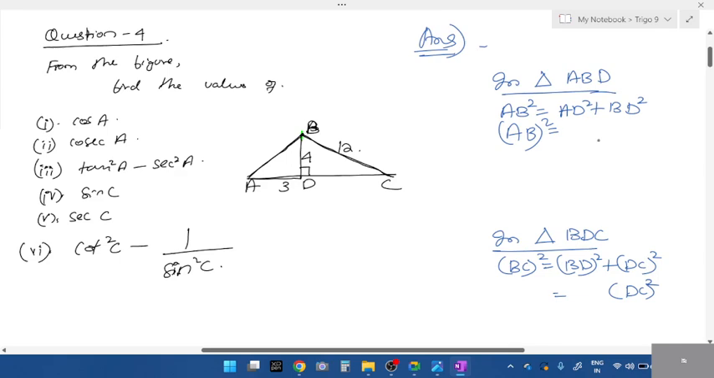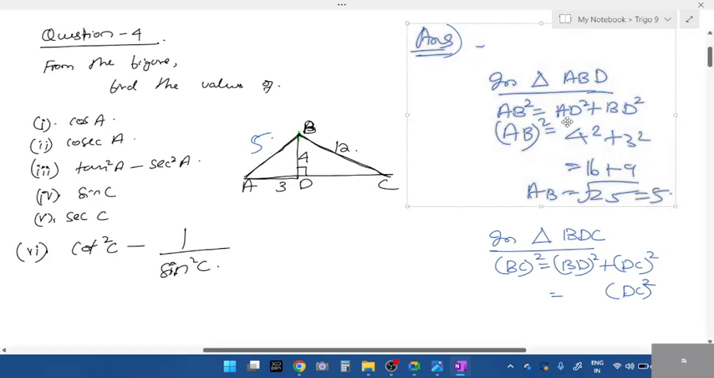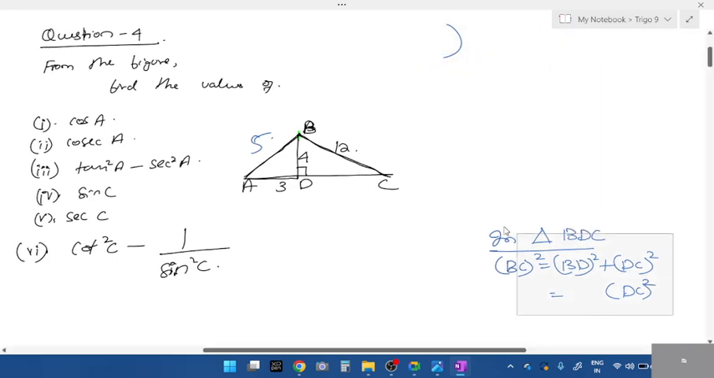What is the AB value, students? What did you all get? 4 square plus 3 square, 16 plus 9. Was it 25? Okay. AB is equal to the square root of 25, that is equal to 5. Next, I'll erase this. What about DC, students?